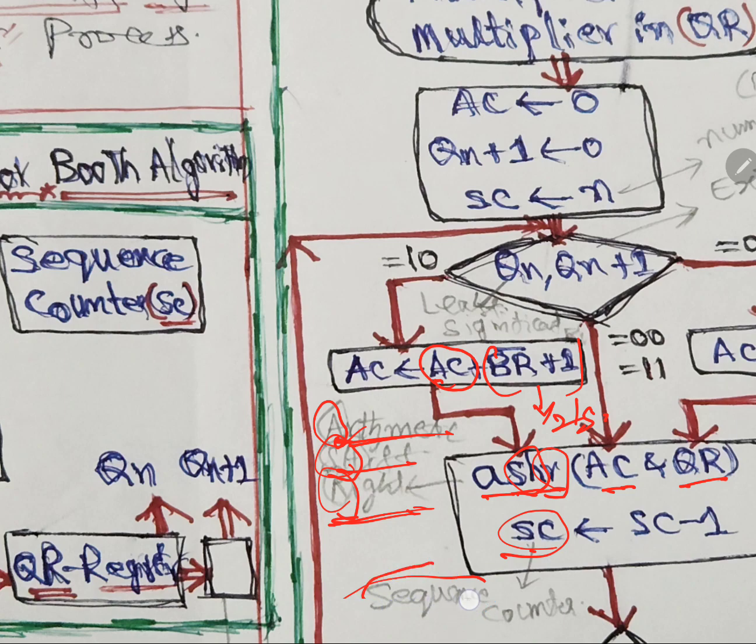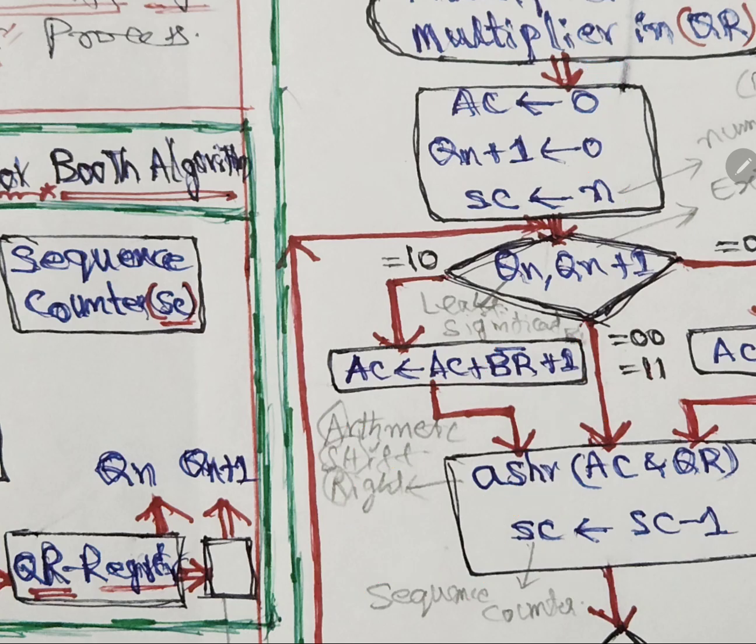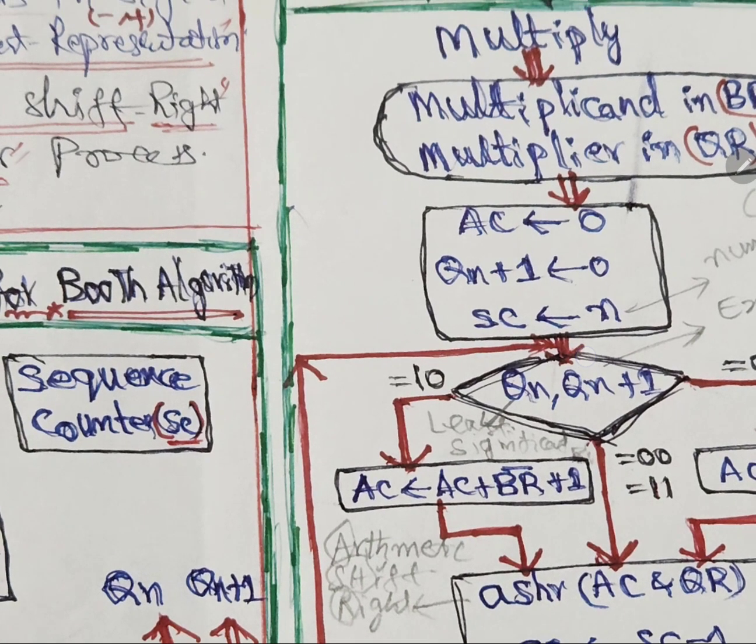That is one type of register, right? The accumulator is one type of register, and the sequence counter is also one type of register. That will be reduced by 1. Initially it will be n, which in this scenario is 6, and it will be reduced by 1, right? Then Qn plus 1 is the next value.